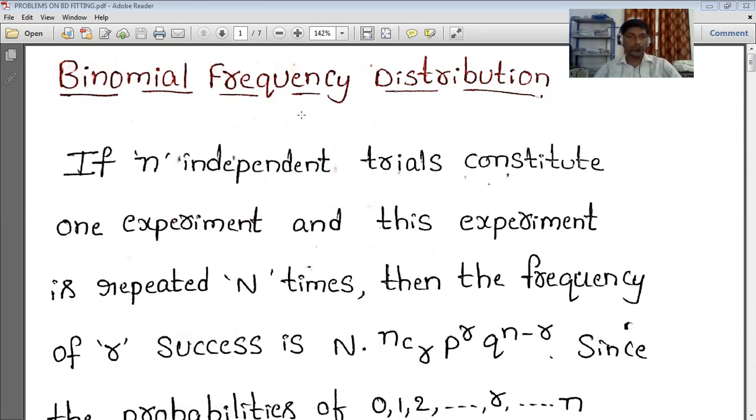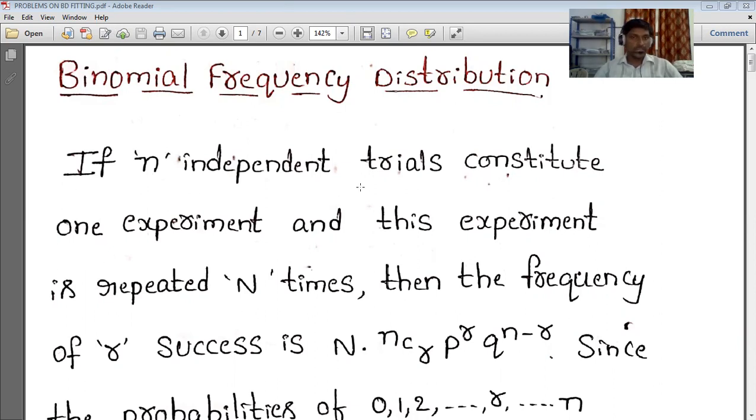Either it may be binomial or it may be Poisson distributions. We can easily calculate the mean, variance, all those things. Okay, but we may not get the exact values of the observed frequencies. We may get values nearer to the observed frequencies. Okay, so here, see that if n independent trials constitute one experiment, then here we are applying trial as nothing but the experiment we are doing, and how many experiments are we doing?